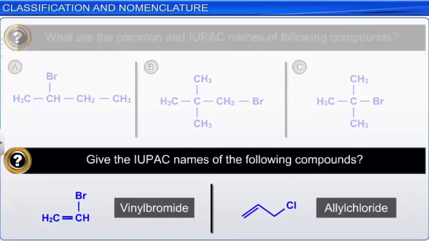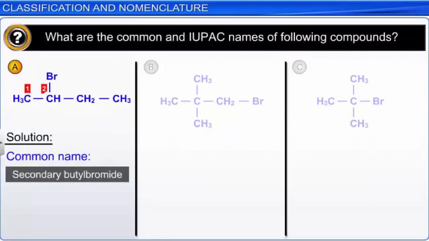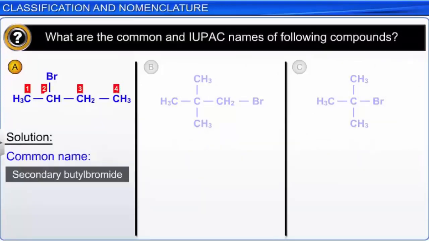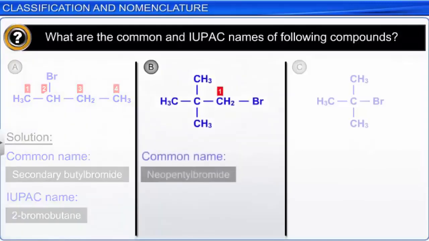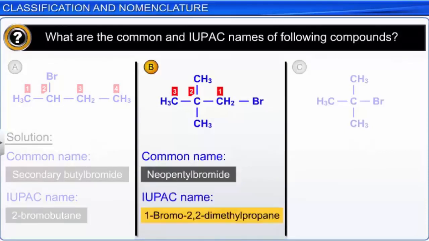The common name of compound A is secondary butyl bromide, and its IUPAC name is 2-bromobutane. The common name of compound B is neopentyl bromide, and its IUPAC name is 1-bromo-2,2-dimethylpropane. The common name of compound C is tertiary butyl bromide, and its IUPAC name is 2-bromo-2-methylpropane.